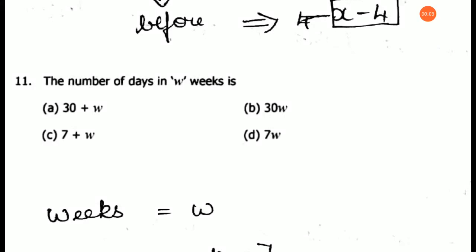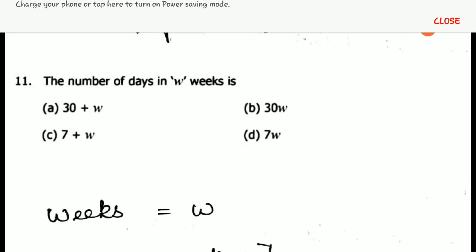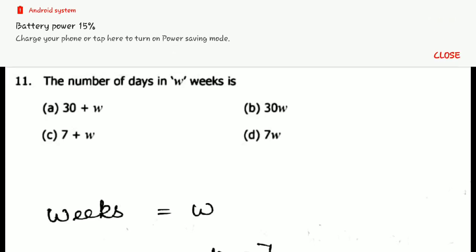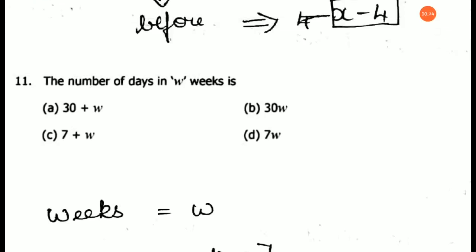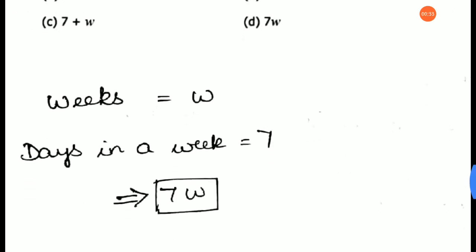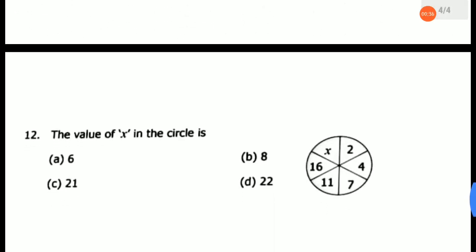Now the next question. The number of days in W weeks. So what should we do? In a week we have 7 days. And for every week there are 7 days. If I ask you how many days are there in 2 weeks, what will you do? 7 plus 7 you will do. Or another method is 7 into 2, you can also do. Now look at the options, which one is satisfying? 7 into W will only give you the number of days in the number of weeks given. Clear?